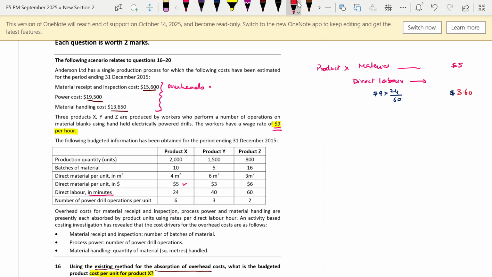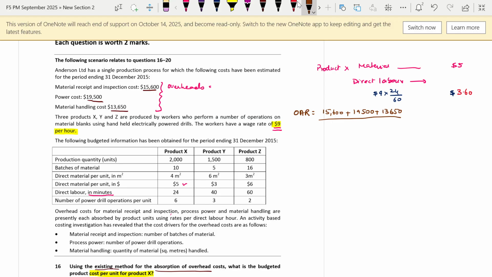Now overheads are there. You have to calculate the overhead absorption rate, OAR. What are the overheads? 15,600 plus 19,500 plus 13,650, divided by how much?